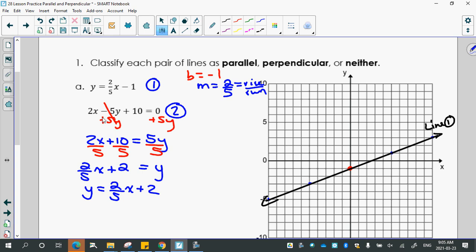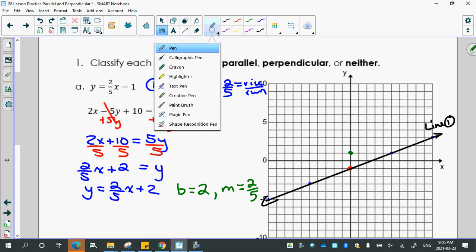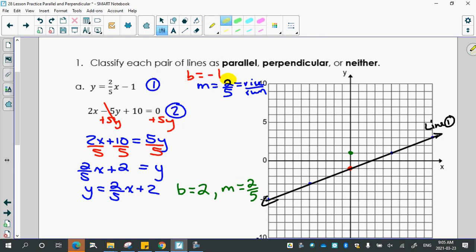So now for the second one, I know that the y-intercept is +2. And I know that the slope is 2 over 5, which is exactly the same as it was for the first one. So that should mean parallel, right? Same slope. Same slope means parallel. You can draw it in. So from 2, I'm going to rise up 2 and go over 5.